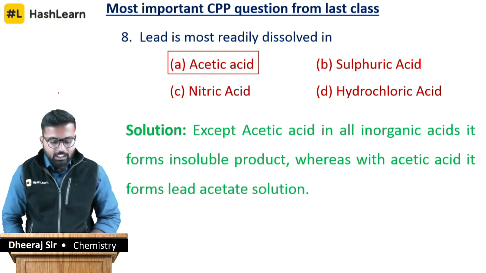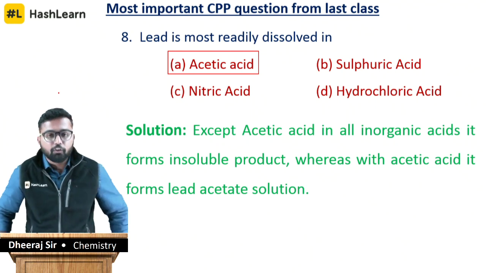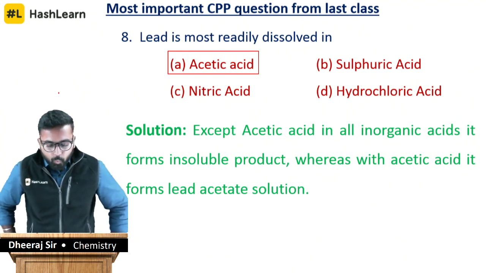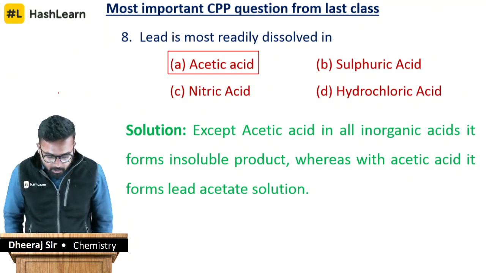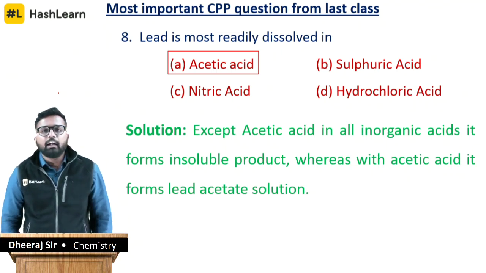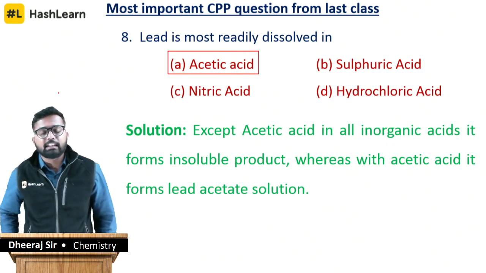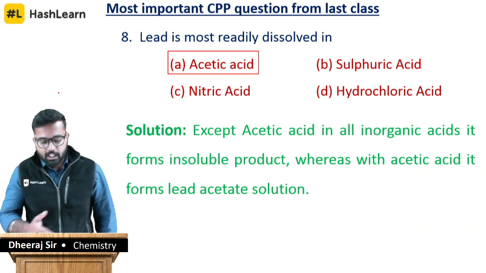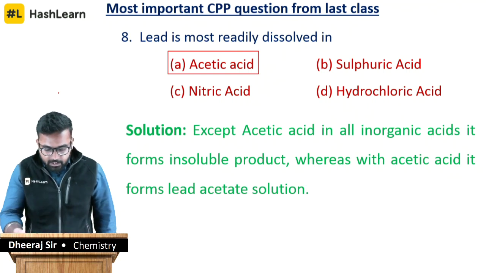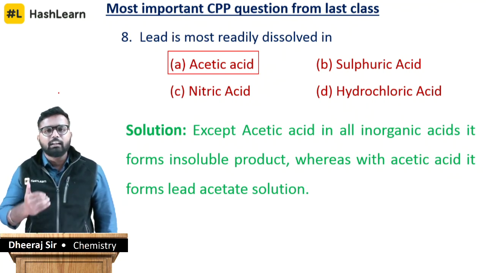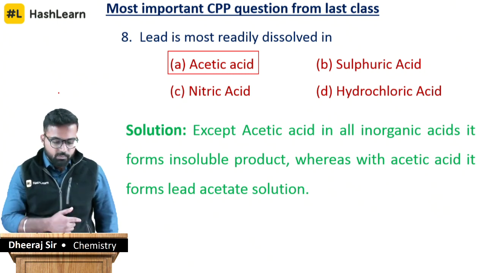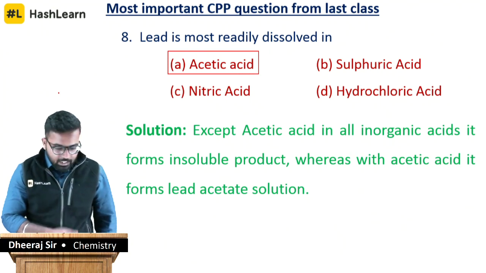The question is, lead is most readily dissolved in. So we are asking, if I have to dissolve lead metal, which acid or which solvent would I be using? The answer is acetic acid, because inorganic acids are definitely much stronger than organic acids, but with inorganic acids we end up getting insoluble products. Insoluble products means it is not going to let the lead dissolve further once it forms an insoluble product. Hence we are choosing acetic acid as the answer, guys.